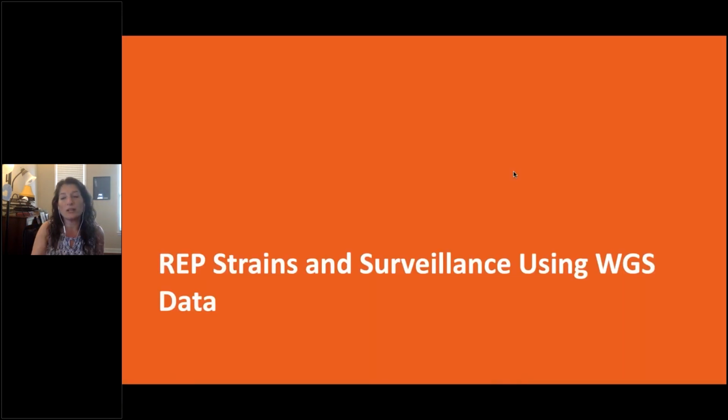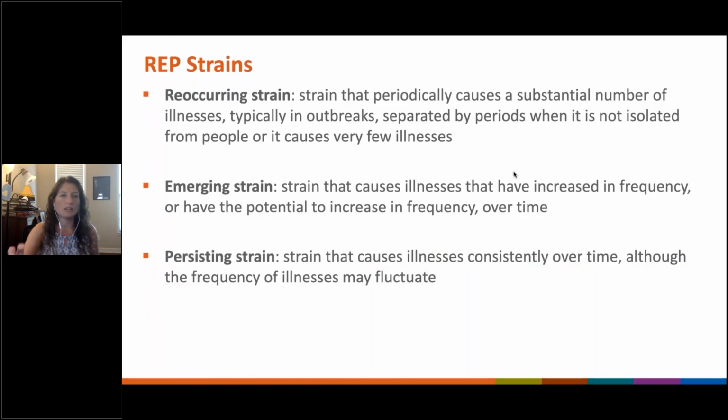So I just talked about a rep code, like what is that? So now I'm going to talk about what that is, what rep strains are, and how WGS is used for surveillance. So rep is an acronym. It stands for reoccurring, emerging, and persisting. A reoccurring strain is a strain that periodically causes a substantial number of illnesses, typically an outbreak, separated by periods in which it is not isolated from people, or it causes very few illnesses. So it might have this kind of bar graph up and down.